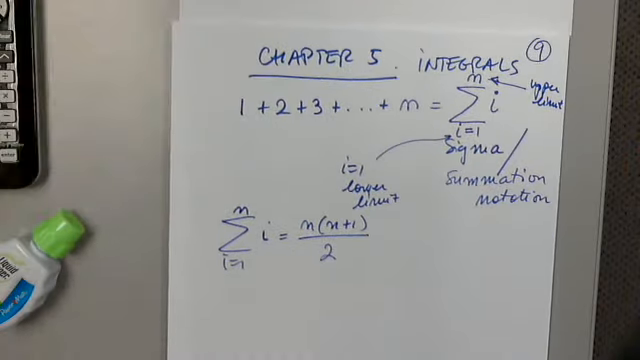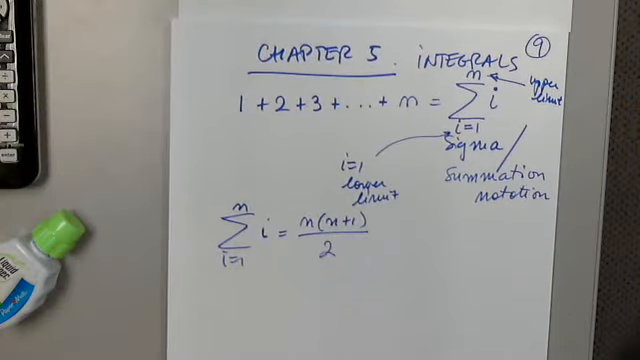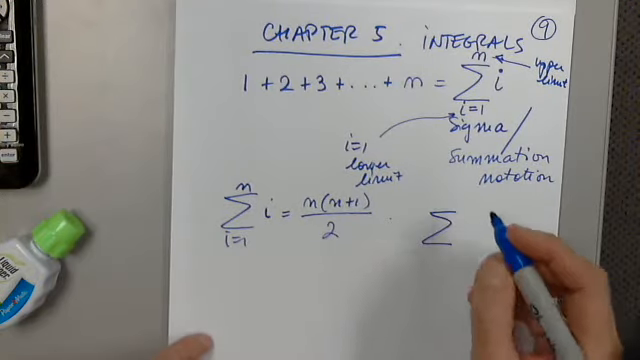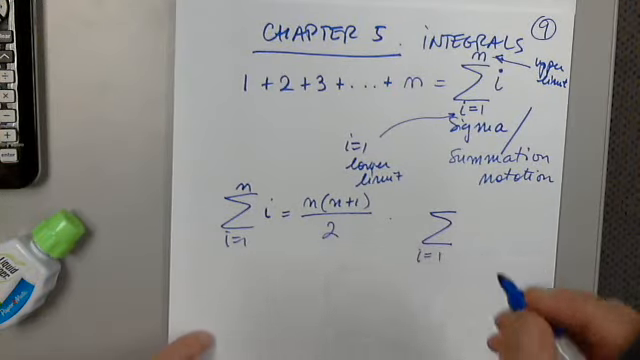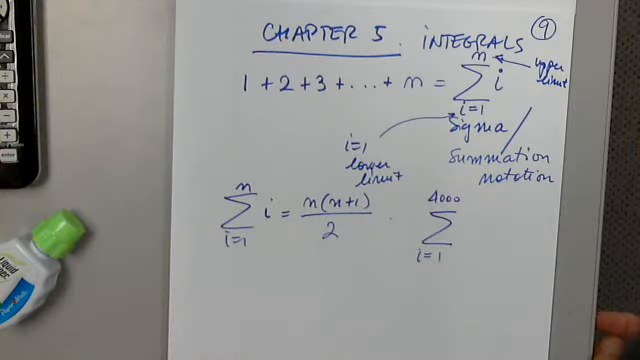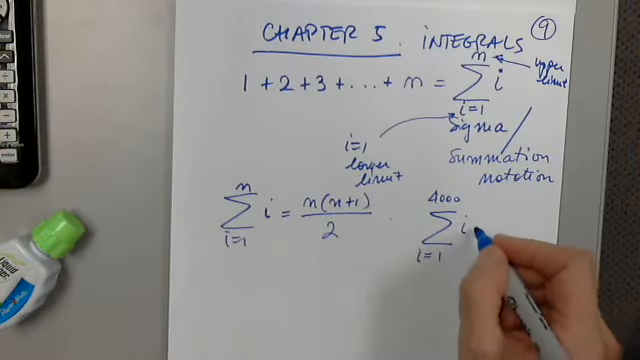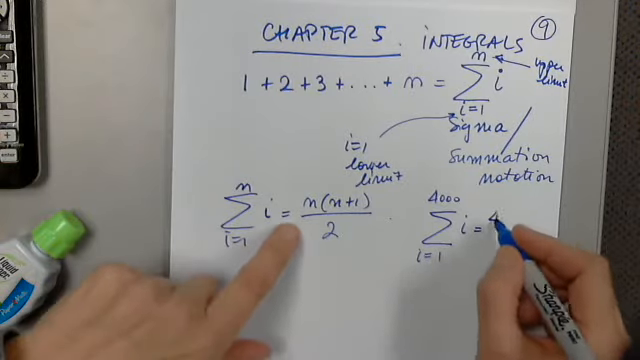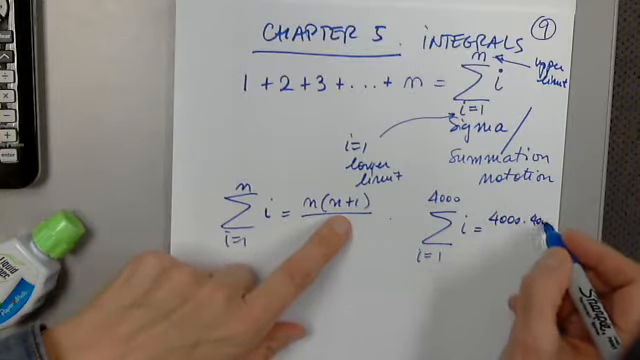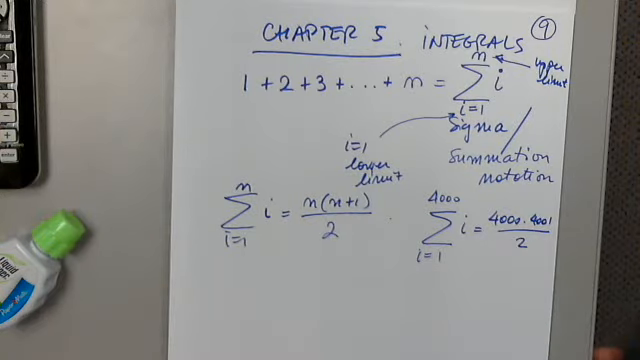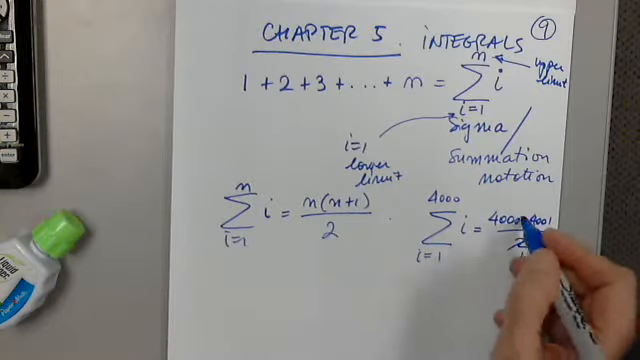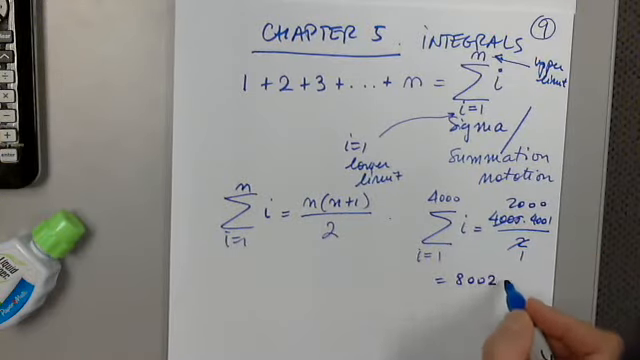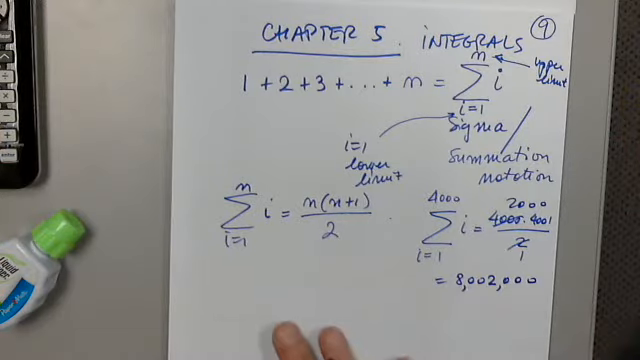Now you can say, is there an immediate application of this? A lot, many. For example, let's suppose for whatever reason you want to add numbers from 1 to 4,000. Now you can. It's 4,000 times 4,001 divided by 2. So you have 8,002,000. Just like that.